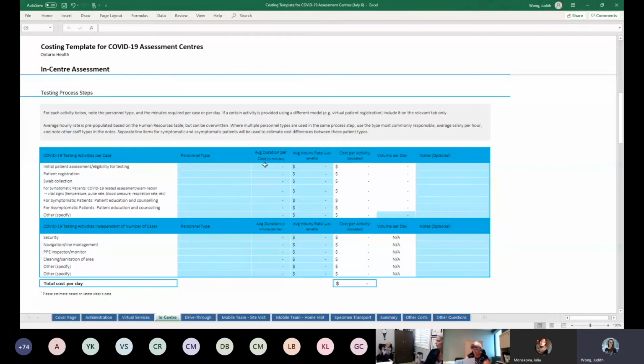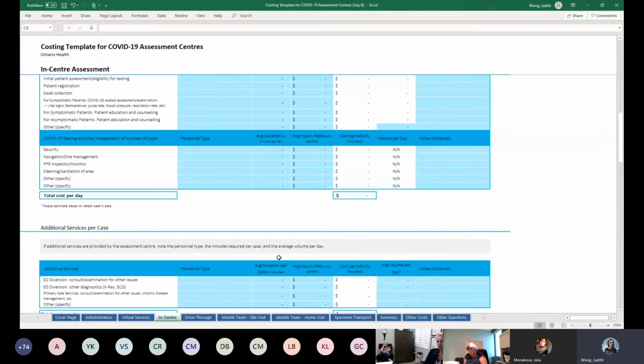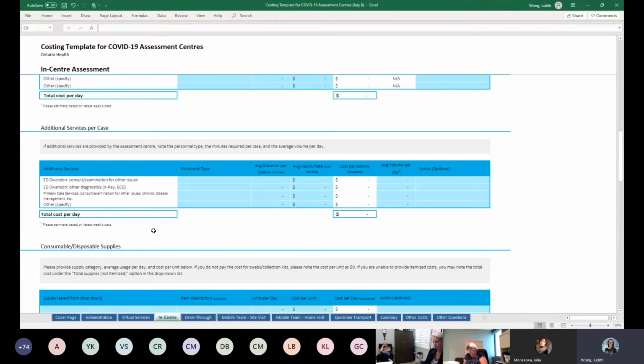We've included activities per case. In these cases, you would estimate the number of minutes required for each person coming through the testing center. And then for activities like security and navigation, where you probably just have a staff person who has to be present at the center during its hours of operation, you would just give us the total minutes per day. If you offer additional services associated with your assessment center, they can be noted in the table below. If you do not offer additional services, just leave that blank.